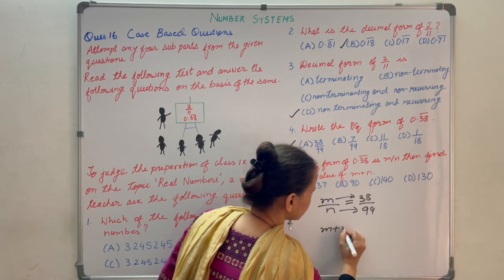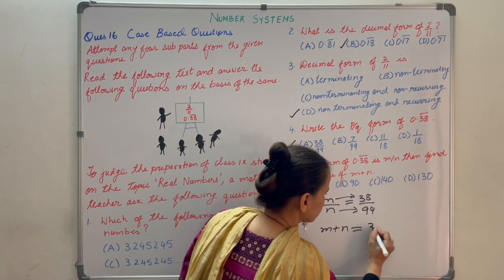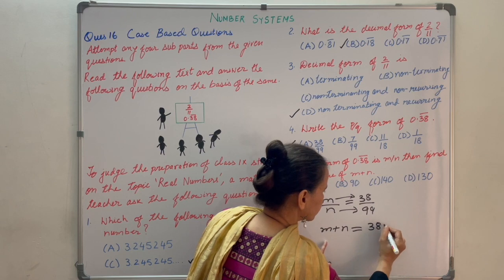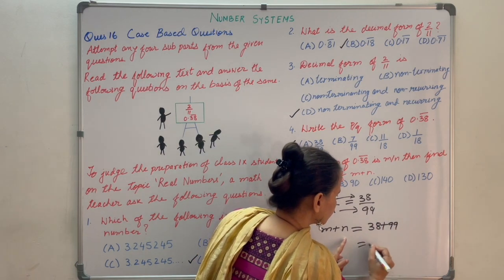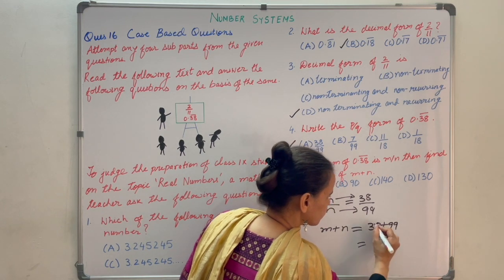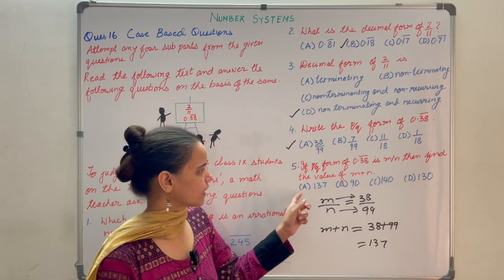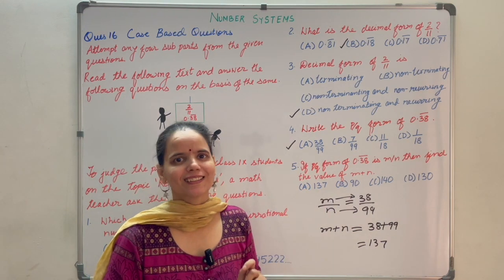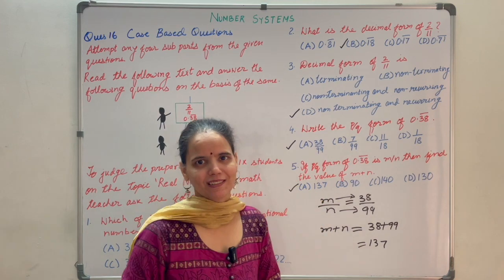So you can easily calculate the value of m plus n now. Just substitute the corresponding values. So in place of m, write down 38 and in place of n, write down 99. So when you will add them, what will you get? 137. So you will find that A option has got 137. So you can put a tick mark for A option.